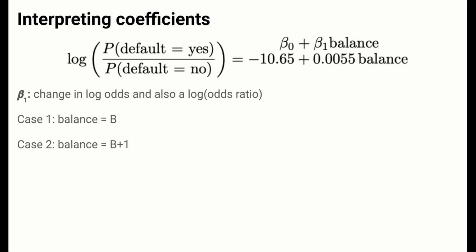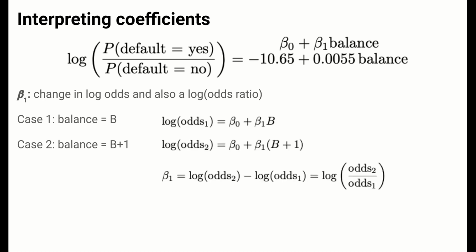Let's interpret the beta 1 coefficient. The beta 1 coefficient is interpreted as a change, a difference in log odds, which is algebraically equivalent to the logarithm of an odds ratio. To see why, let's use our general model formula to predict the log odds of defaulting for two cases who differ in their credit card balance by $1. We see that the difference in these two predicted log odds is equal to beta 1. A difference in logs is equal to the log of the ratio, so this is why beta 1 is interpreted as the natural logarithm of an odds ratio.